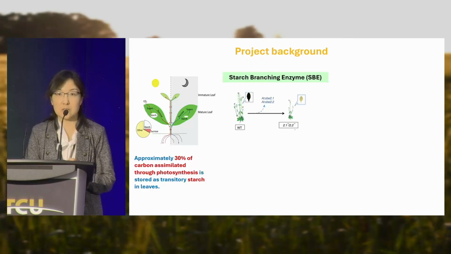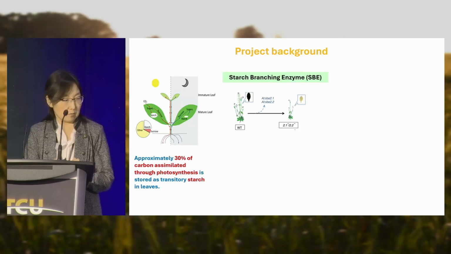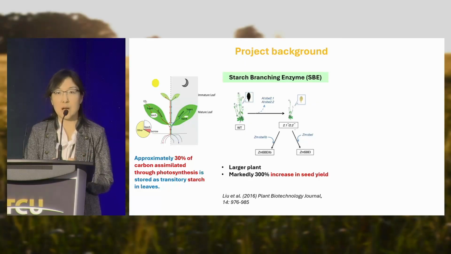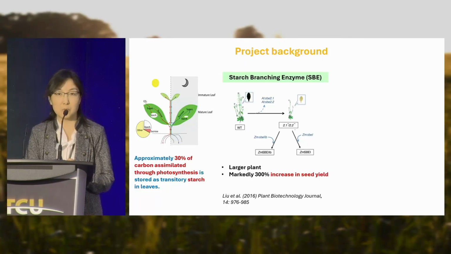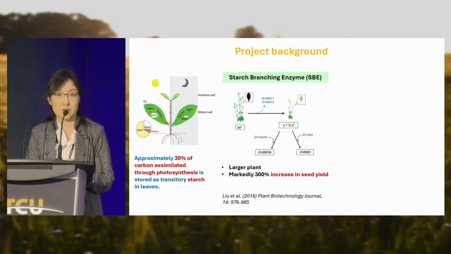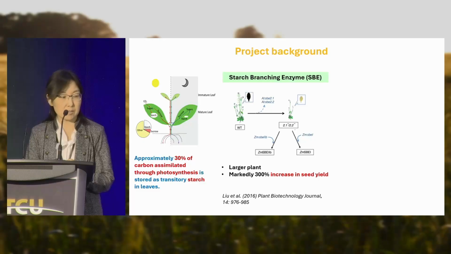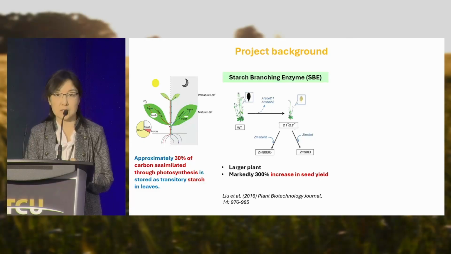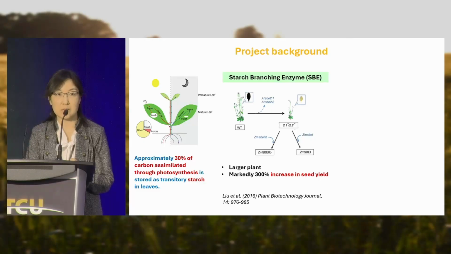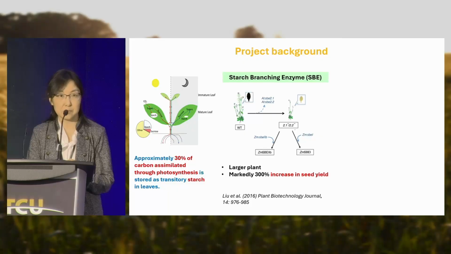In maize, which is a monocot, there is another class of enzyme, which is specifically expressed in endosperm. So our initial hypothesis was simply to test whether these endosperm-expressed genes could function in Arabidopsis leaves. That's how we transferred these maize genes into the Arabidopsis SBE mutant.